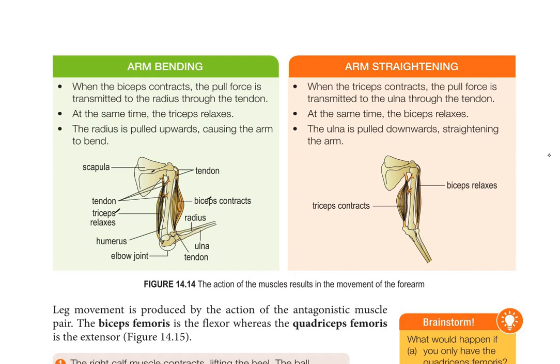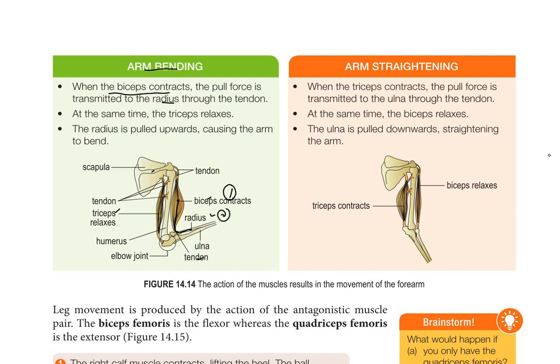Okay, so what happened? Usually the movement will start with the contraction. So in this case, in the arm bending, when the biceps contract, the biceps first will contract. When the biceps contracts, the pull force is transmitted to the radius through the tendon. So it will produce a pull force. So the pull force will be transmitted to this radius. Okay, radius, right? Of course through the tendon here. So we have the tendon here, right? So this is for number 2.